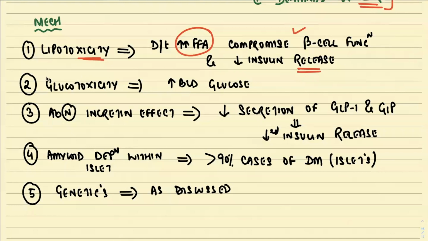Now, excessive glucotoxicity because of increased blood glucose is also causing a compromise in beta cell function. Abnormal incretin effect leading to a decreased secretion of GLP-1 and GIP, which leads to a decreased insulin release. Amyloid deposition within the islets is seen in more than 90% of cases of diabetes mellitus, that is, you will see in the pancreatic islet the deposition of amyloid, and genetics, as we have already discussed, how they are playing a role.